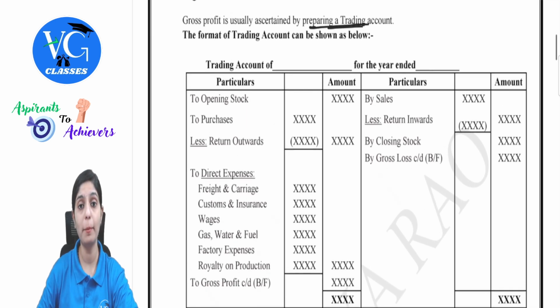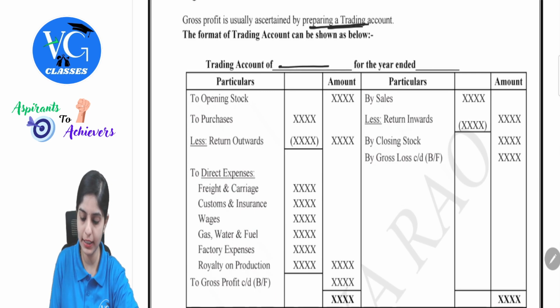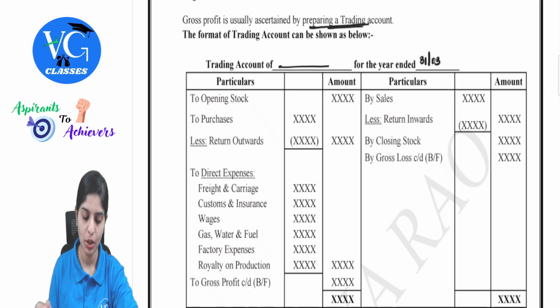Yes, here is the format of trading account. Trading account of, you'll write the name of the sole proprietor here for the year ended 31st of March. Generally, it will be 31st of March, but it is always better to look at the question to see when the year ends and then write the date here. So, trading account is a simple ledger where we present it, or it takes the nature of a nominal account. On the debit side and credit side, what all items need to be presented?